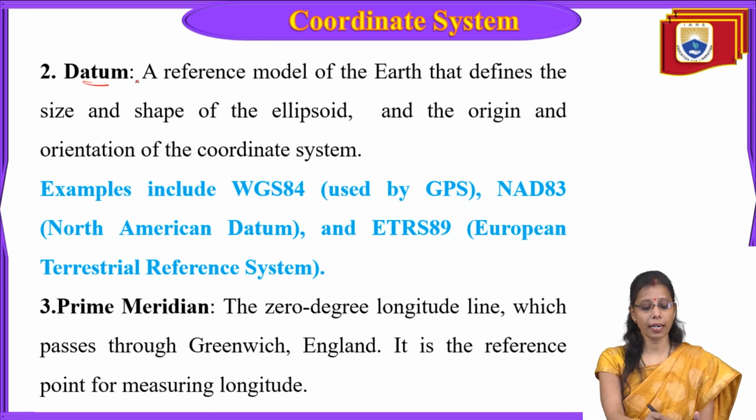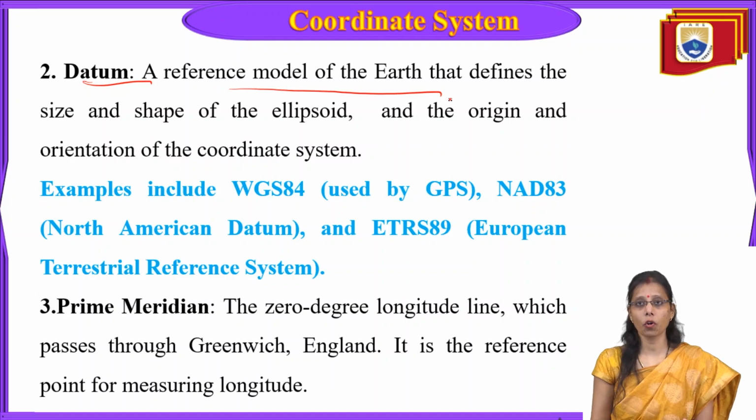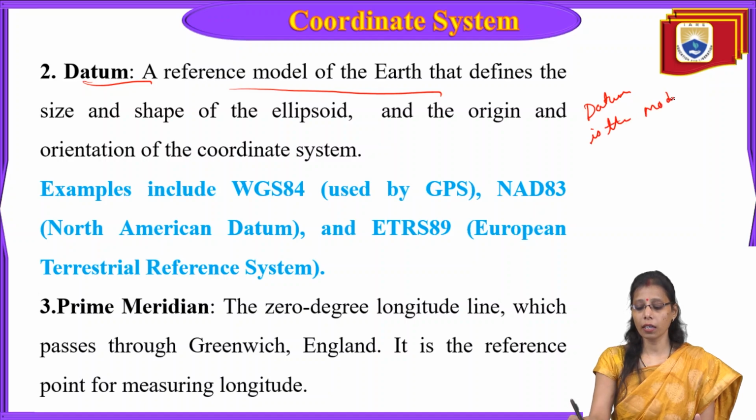So datum, what is a datum? A reference model of the Earth. Datum is a reference model of the Earth that defines the size and shape of the ellipsoid. So it's a model of the Earth, which will help us to define the size and shape of the ellipsoid and the origin and orientation of the coordinate system. So examples include WGS84. WGS84 is the datum.